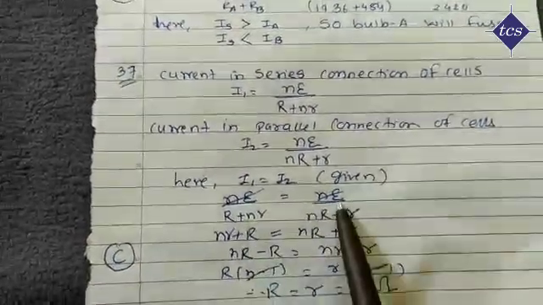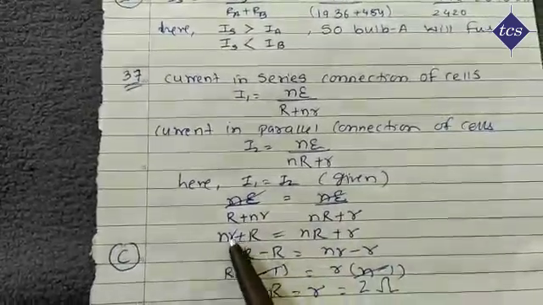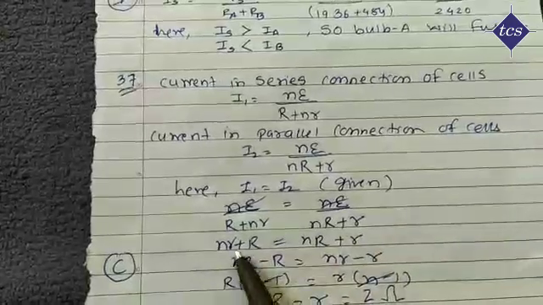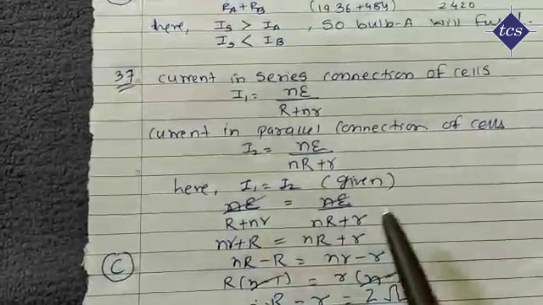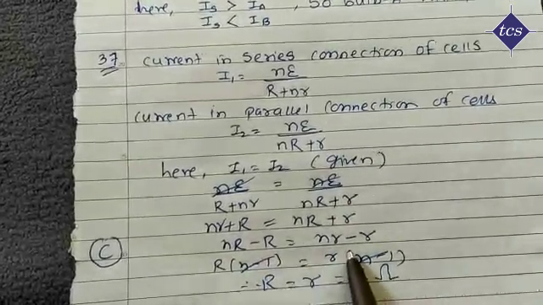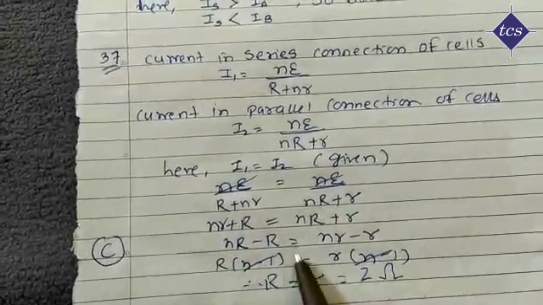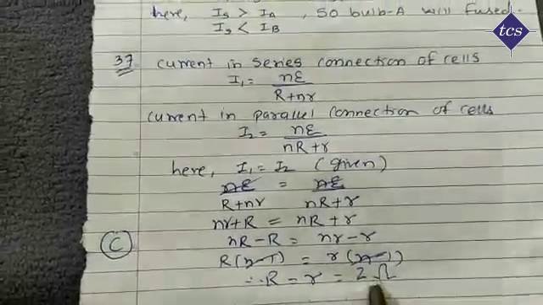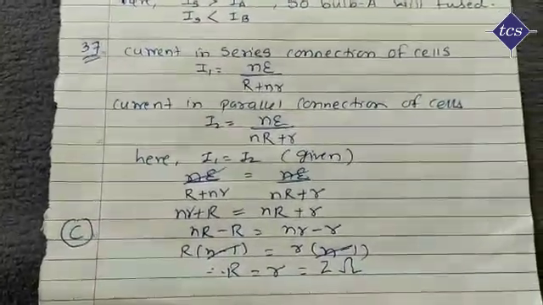By comparing both the equations, nE will be cancelled. n r plus R equals n R plus r. You take the capital R and small r terms separately. So taking R common, R (n minus 1) equals r (n minus 1), n minus 1 will be cancelled. Therefore capital R equals small r equals 2 ohm. Option number C. Thank you.